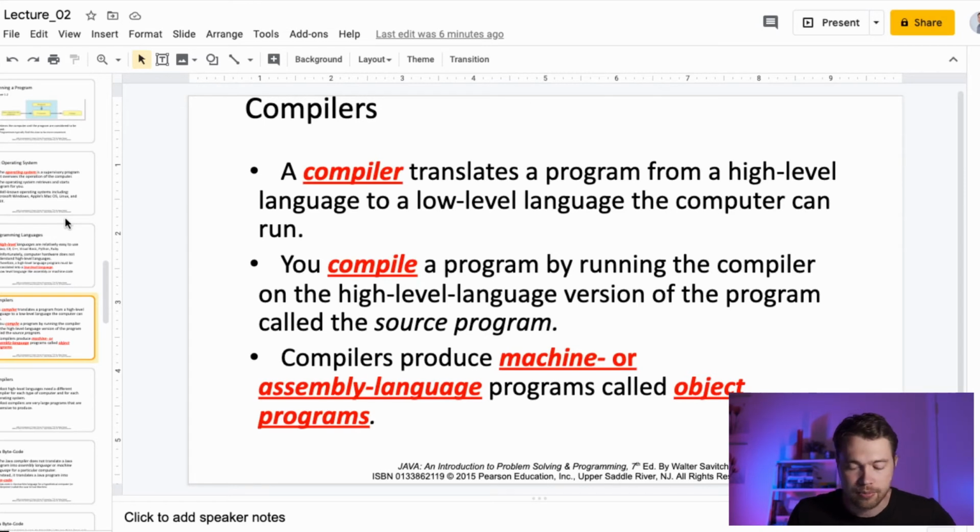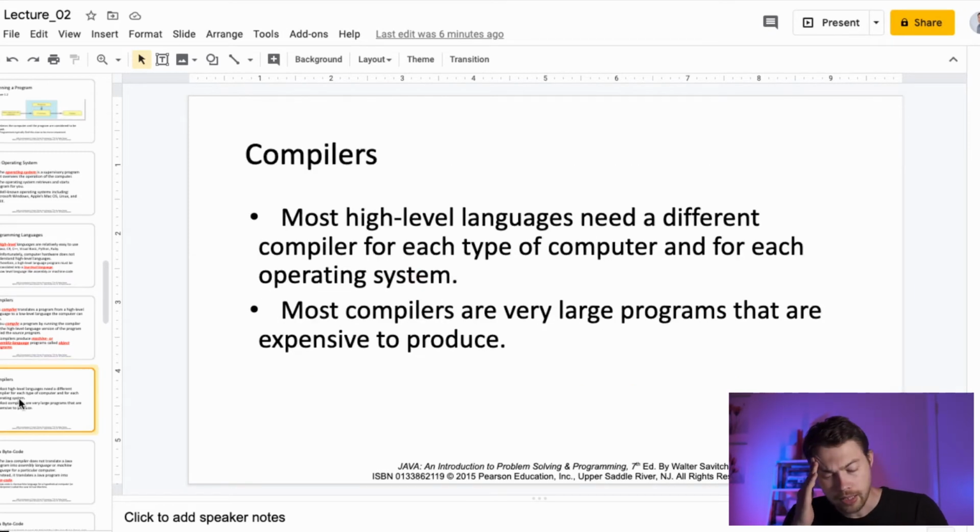A compiler translates a program from a high-level language to a low-level language the computer can run. You compile a program by running the compiler on the high-level language, which is called the source program. So the code you write in Eclipse is called source code or source program. Compilers produce a machine or assembly language program that is called an object program. Most high-level languages need a different compiler for each type of computer and for each operating system. So usually that's how it works.